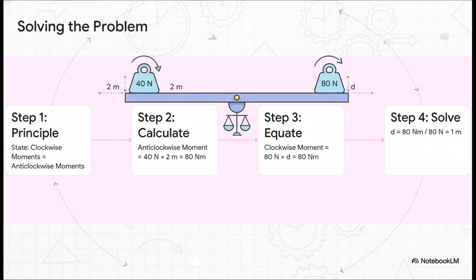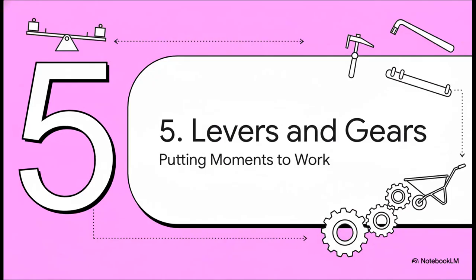Step 3, set up your equation. Because it has to balance, we know the clockwise moment must also be 80 newton meters. So our 80 newton weight times some unknown distance d has to equal 80. And finally, step 4, solve for d. Just rearrange the equation. d equals 80 divided by 80. So the answer is 1 meter. See? Totally manageable.